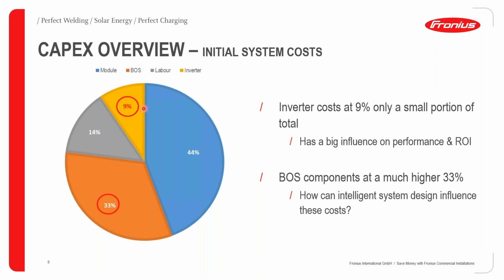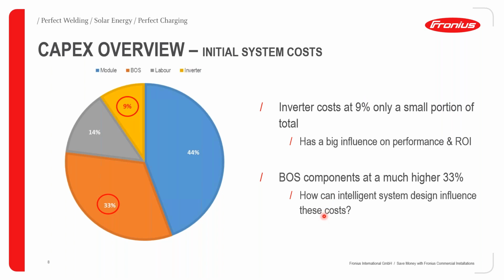And the inverter cost is one of the lowest as far as the CAPEX is concerned, at 9% of the initial total cost. However, even though the inverter is costing just about 9%, it has a big impact on the performance and the eventual return on investment from your system.